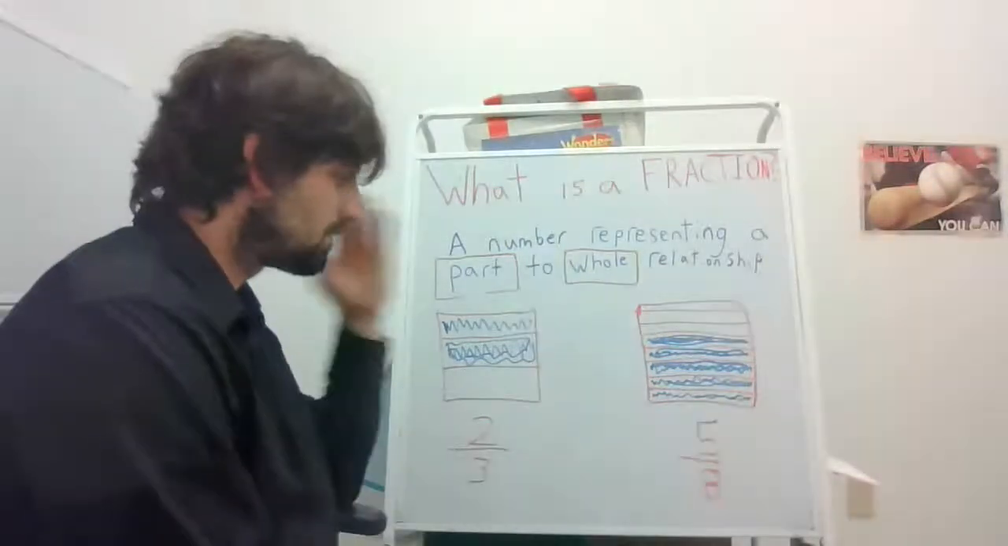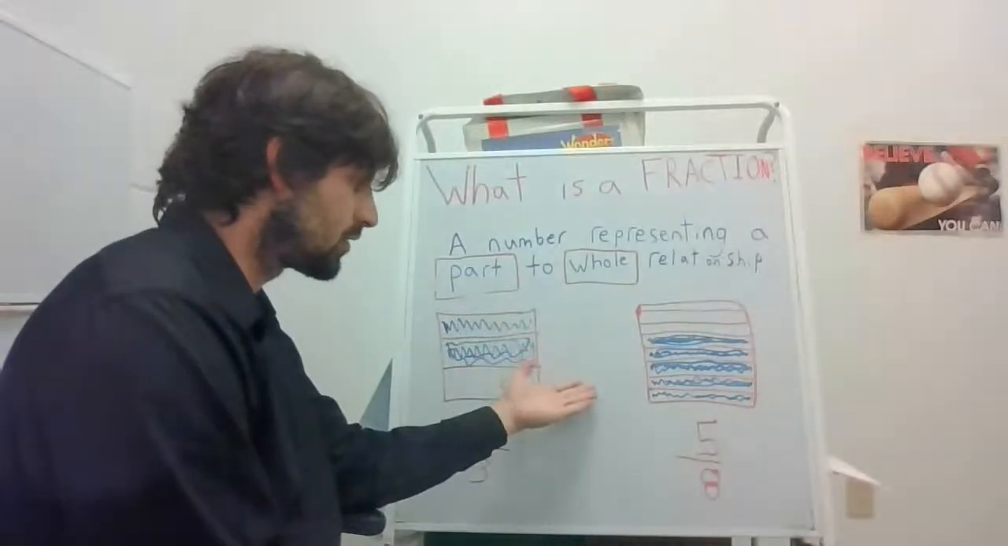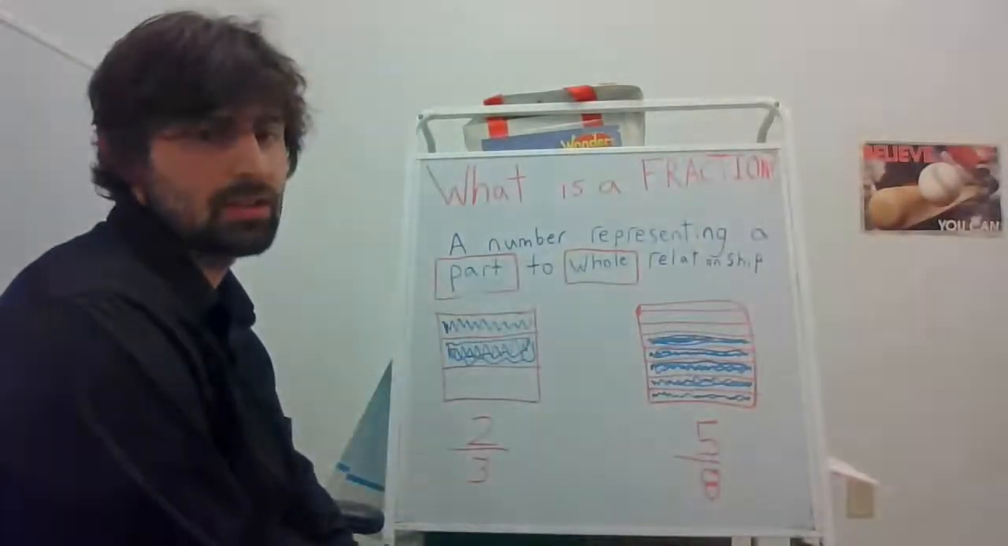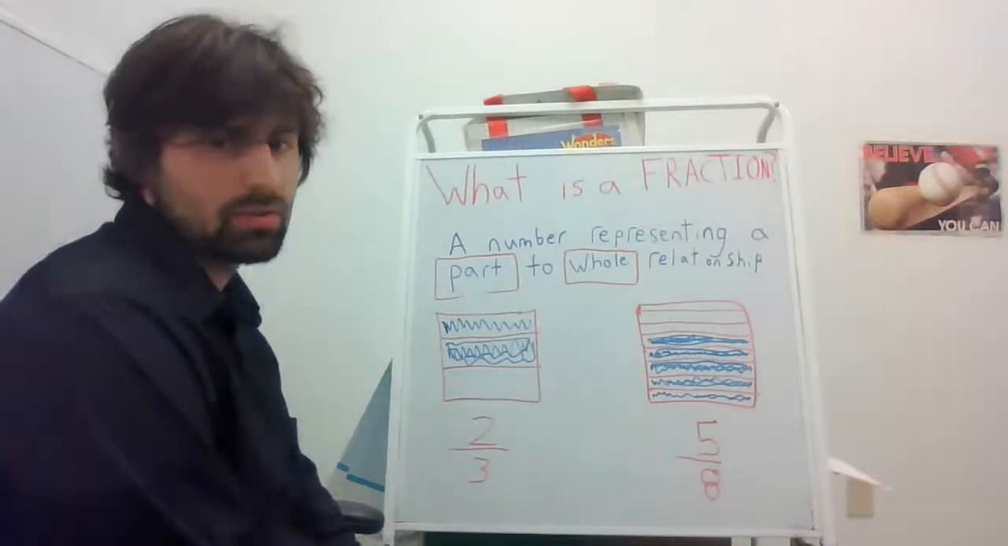All right, so now I have 8 total parts, 5 out of the 8 are shaded. So now I have my pictorial representations for 5/8 and 2/3.